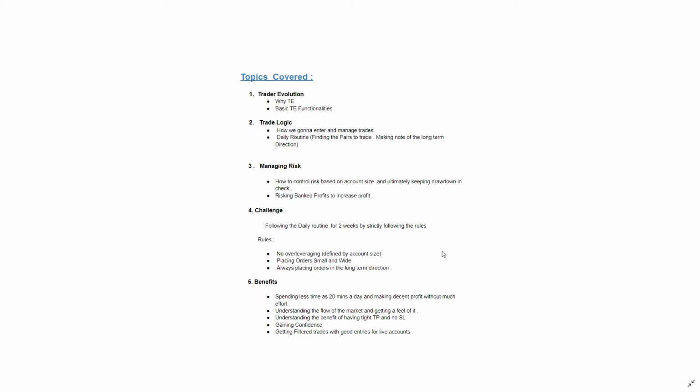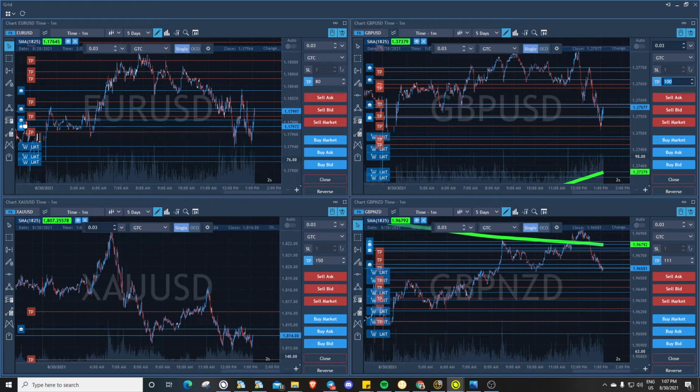No over-leveraging, only placing orders small and wide, and always placing in the long-term direction. So what I'm doing here is, you can already see that I'm putting buy orders. You can see there's a 3 or 4 pip space. You can go for more, but my lot size is small.